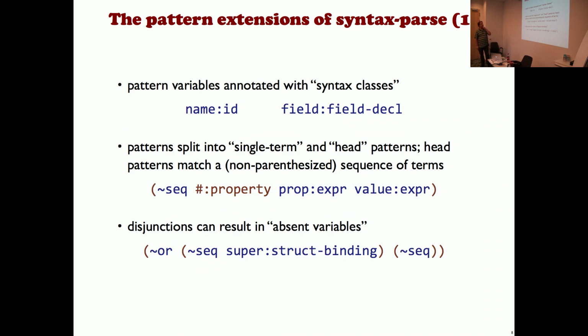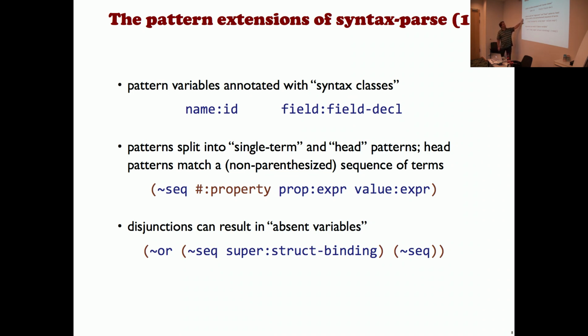Okay. So to the rescue, syntax-parse. syntax-parse has a couple of extensions to the pattern language that macro by example gives you. You can annotate pattern variables with syntax classes that control whether they accept a particular term. So the name you might constrain to be an identifier only. Or a field must be a field description, and there might be a couple different cases, like this is just a name, or it's a name with mutability flags or something like that.